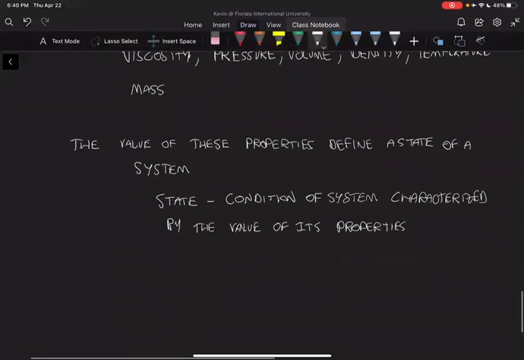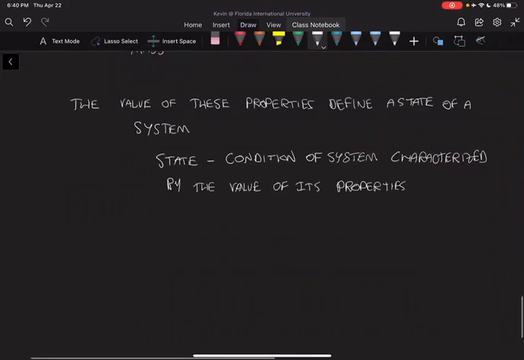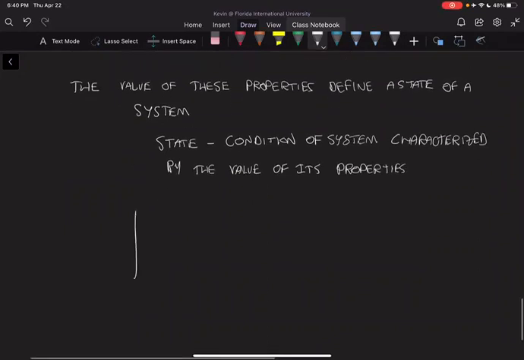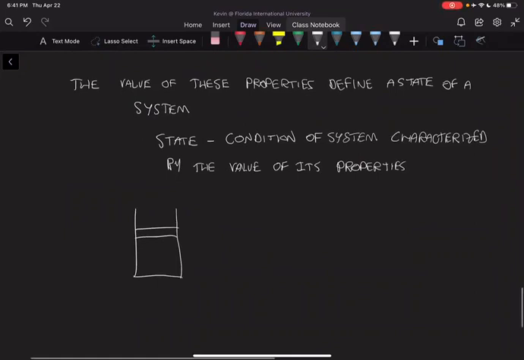So a state is essentially just a moment in time where we look at a snapshot of a system. So let's say we have, once again, our piston cylinder, and I'm just gonna have the piston like this. I'm not gonna do the arm every time on the piston, but you should know that this is the piston and this is the cylinder. So it's a piston cylinder assembly, and we're gonna be using those a lot.